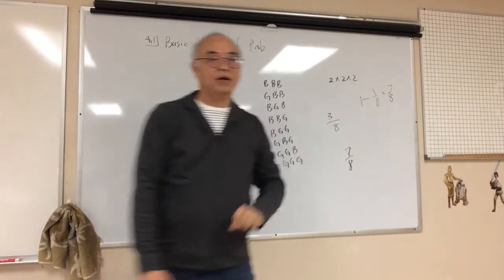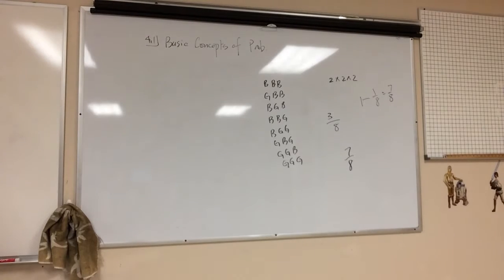I want you to kind of think about that. Okay, we're good there. 3 common approaches to finding the probability of an event. What the heck is this?